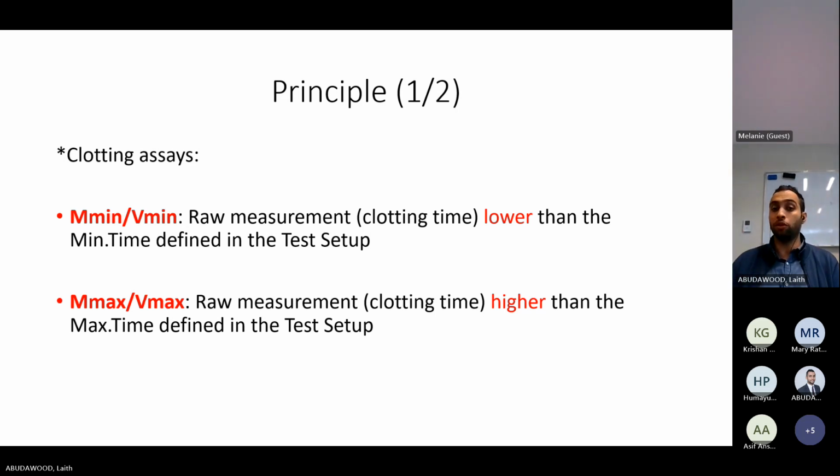So for example, for clotting assays, when I say MMin it means that my clotting time in seconds is lower than the minimum time defined in the test setup, or lower than the lowest clotting time in the calibration if extrapolation is not applicable. MMax or VMax for a clotting assay means that my raw measurement in seconds is higher than the max time defined in the methodology, or higher than the highest calibration value in my calibration curve if extrapolation is not applicable. You will see that in an easier way in a second.